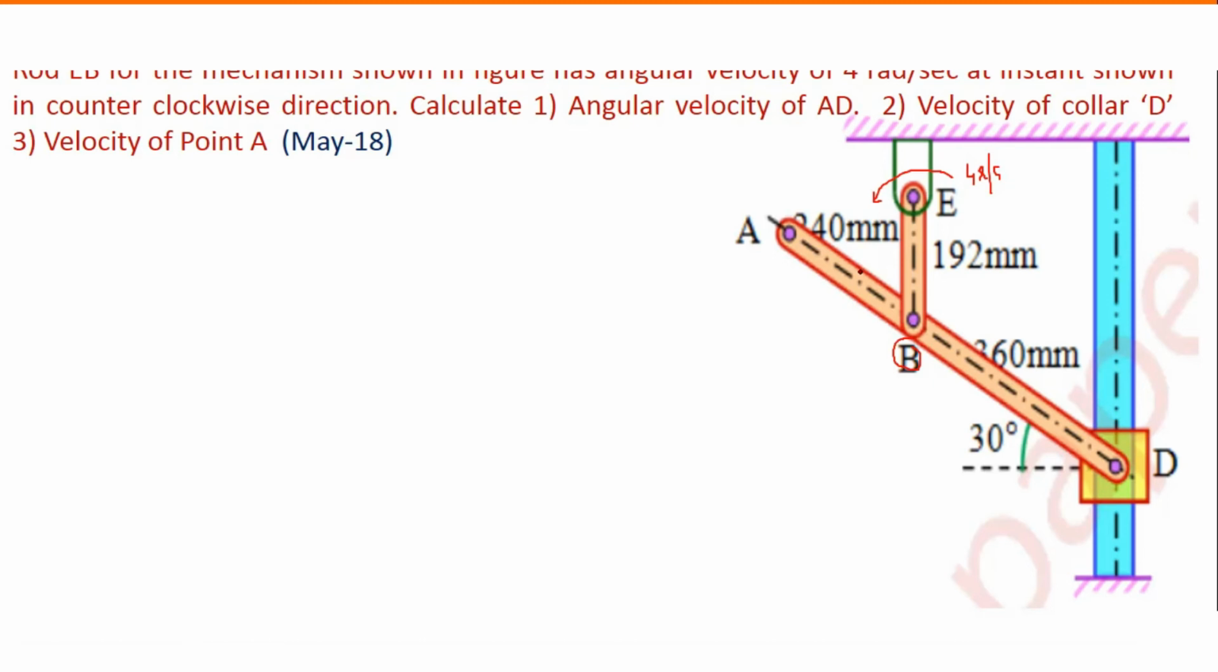Okay, let us start with our procedure. What is the next step? The next step is to locate the ICR. Let us consider link EB.